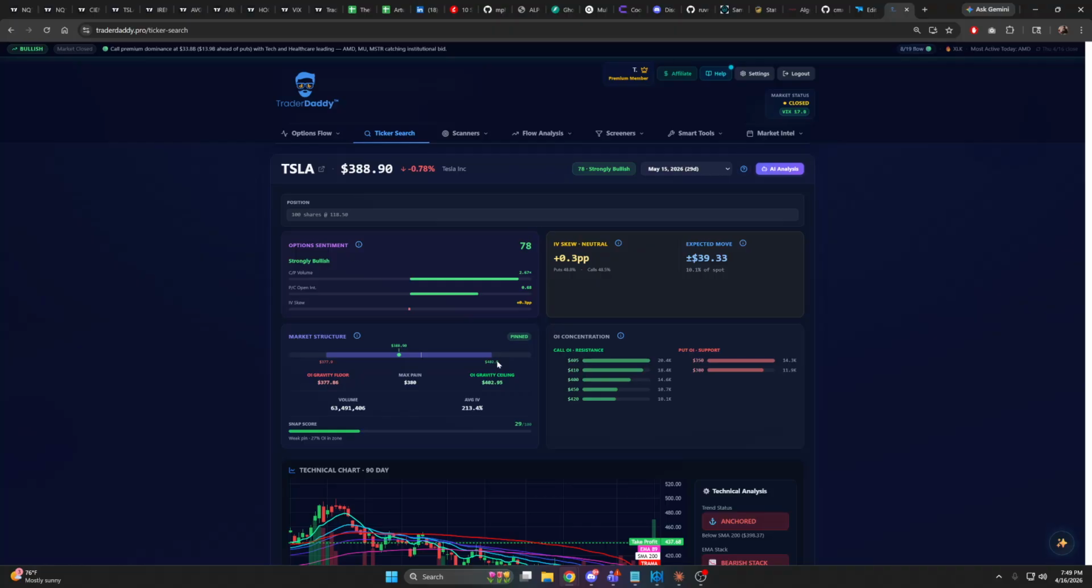That's why you see super violent moves usually for OPEX, where something can go up a lot and then it can also go back down pretty quickly, because there's kind of a rubber band effect and things tend to go towards max pain.